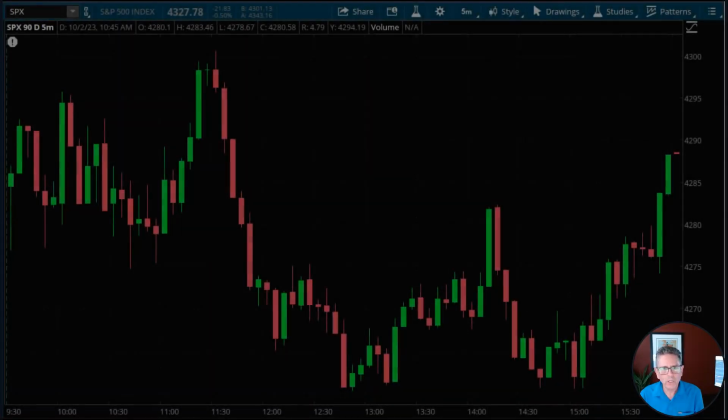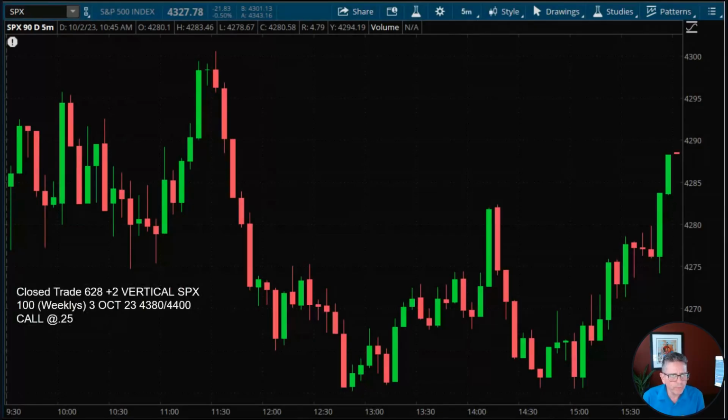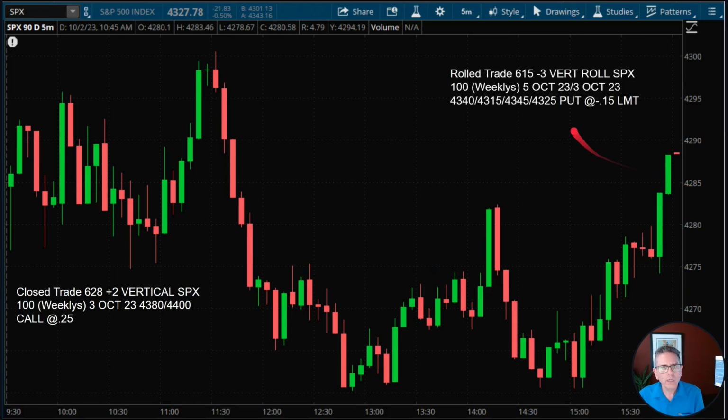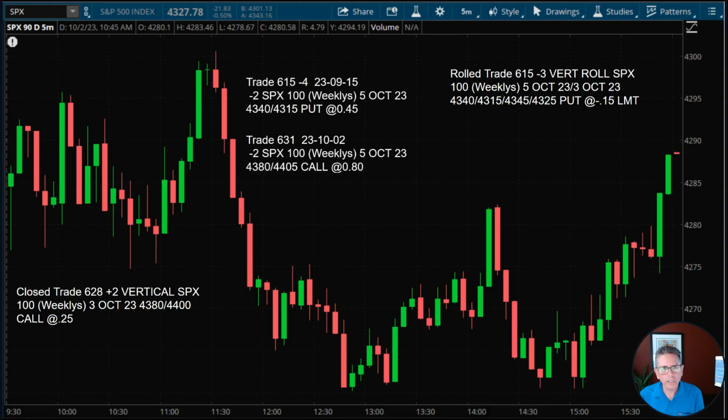Okay. So now we closed the trade for 25 cents, and this was a roll again, and we collected a debit of 15 cents. Okay, so with that we have a little bit less premium now because we had to adjust those trades, and that happens. Okay.